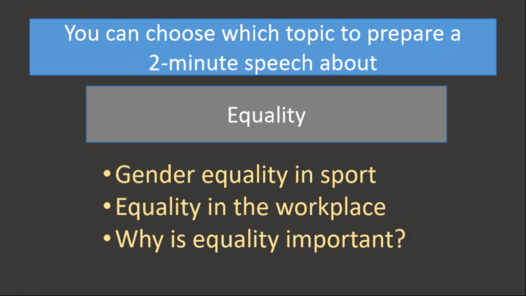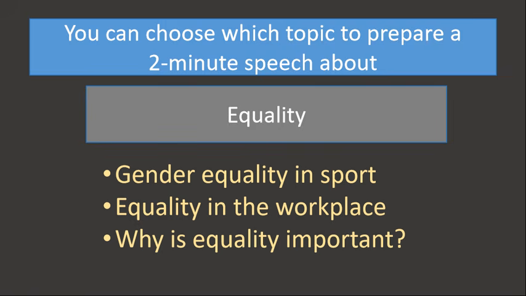And then the third option is equality. Now, you might talk about gender equality in sport, pay gap, for example. Generally speaking, men's sport, the players get paid a lot more than women's sport, but they're doing the same job. Is that fair? Equality in the workplace. And why is equality important?